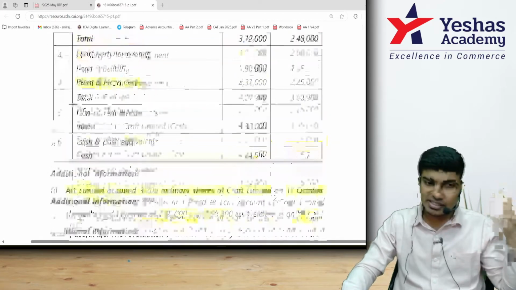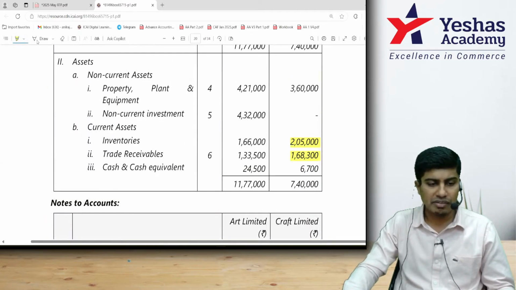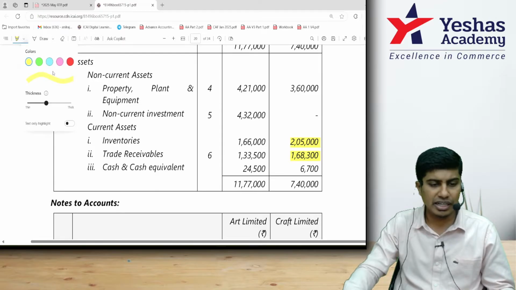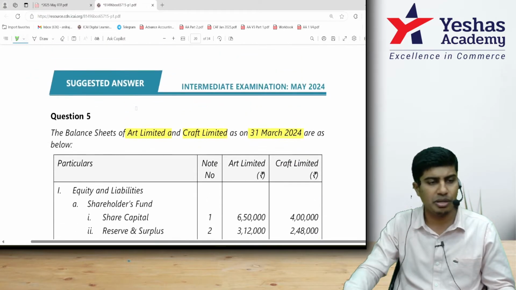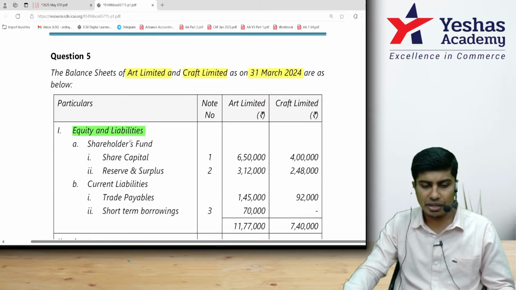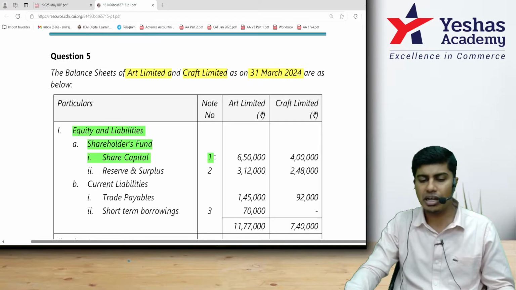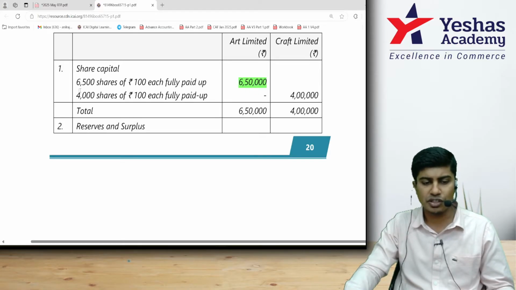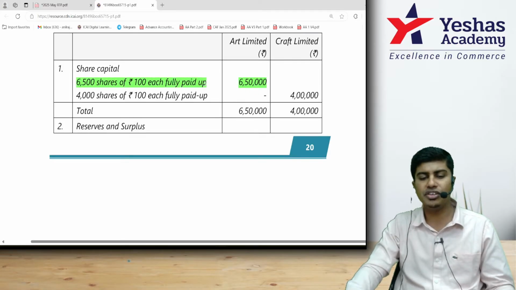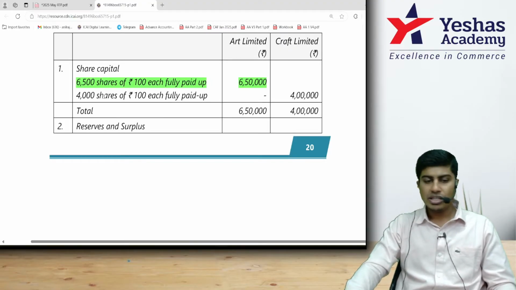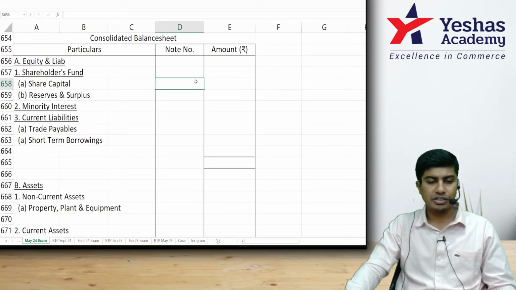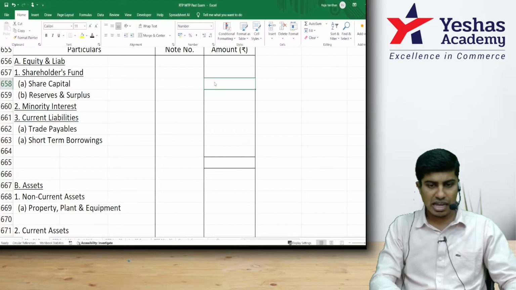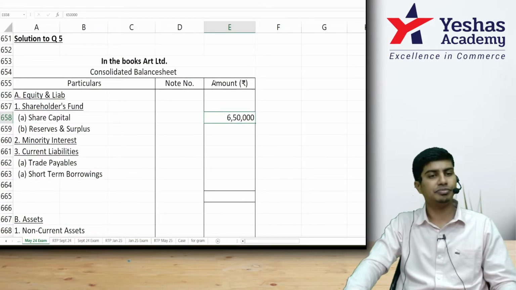Got that? Now let's start from the balance sheet. To begin with, I will take a different color. Shall I take a green color to mark the items which have been posted? Equity share capital, shareholders fund, share capital. I'll start with holding company share capital. I'll go to notes to accounts. Notes to accounts is 6,50,000. Am I right? 6,50,000. It is comprising of only one class of shares, 6,500 shares of rupees 100 each, which is coming to 6,50,000. This will be posted as it is to my balance sheet. I will write here 6,50,000 in the consolidated balance sheet.